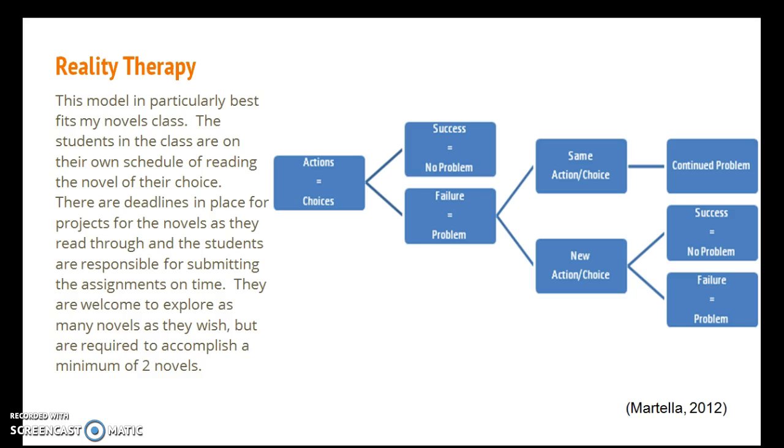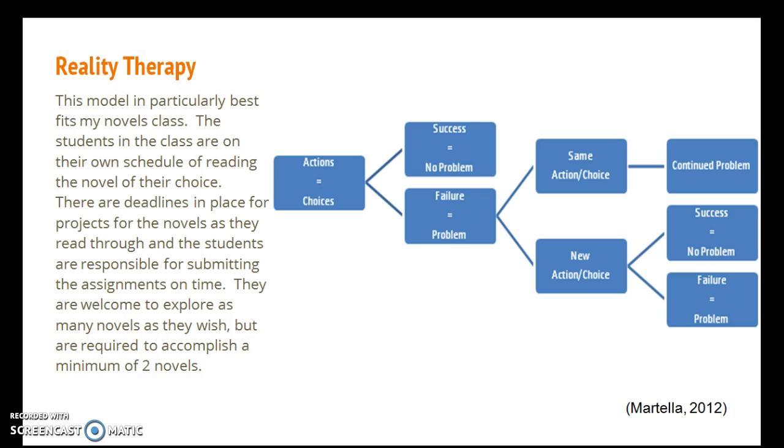I feel that my methods of teaching this class and my procedures best correlate with the reality therapy model. In this model, students are motivated by 5 needs, which are: 1. Students are motivated by need for survival. 2. Students have a need for belonging and love. 3. Students have a need for freedom. 4. Students have a need for fun. And 5. Students have a need for power. I feel that my procedures for this particular course fall into each of these categories in some form or another.